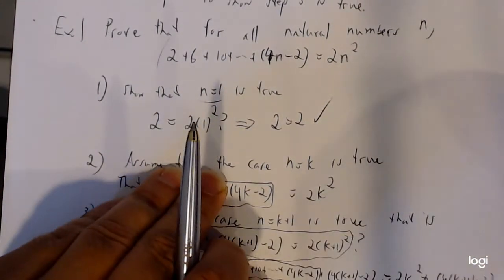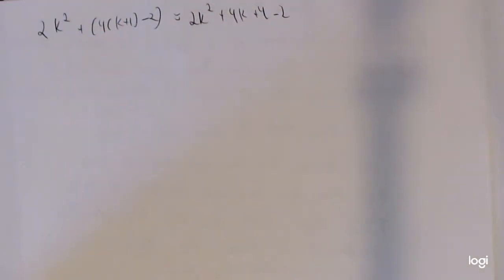So what is it? It's 2k squared. If I go to the other side, because I'm running out of space, I have 2k squared plus 4 times k plus 1 minus 2. Let's simplify now. What is this equal to? 2k squared plus, if I distribute the 4, I get 4k plus 4 minus 2. And then if I combine like terms, I get 2k squared plus 4k plus 2.